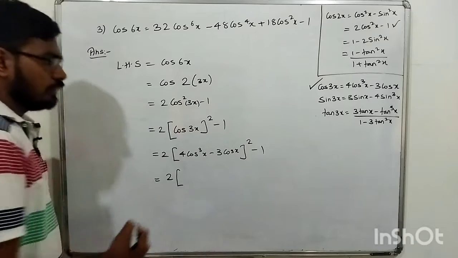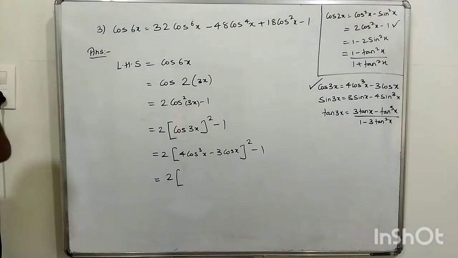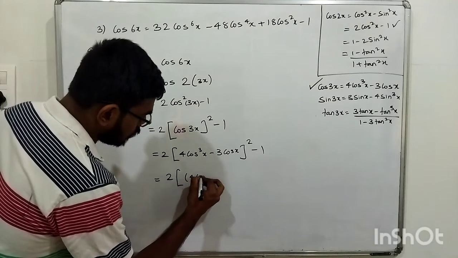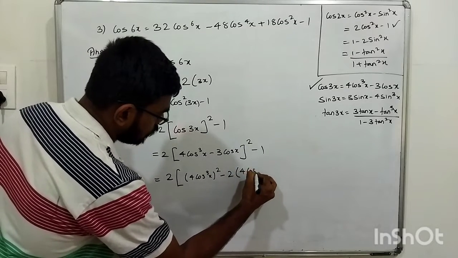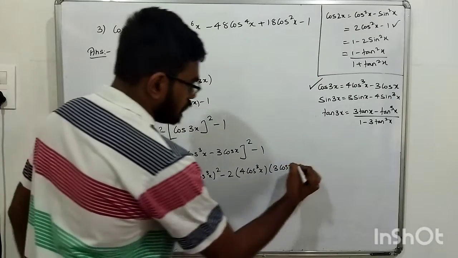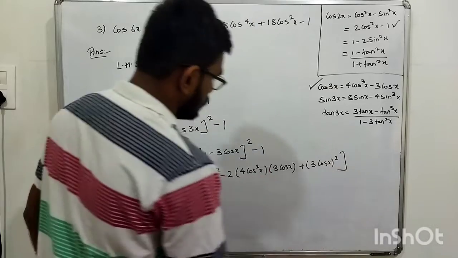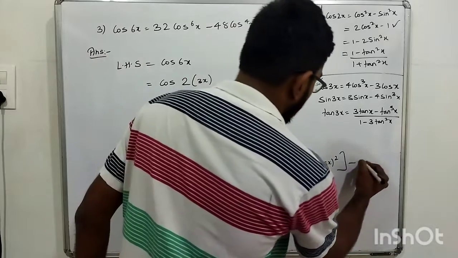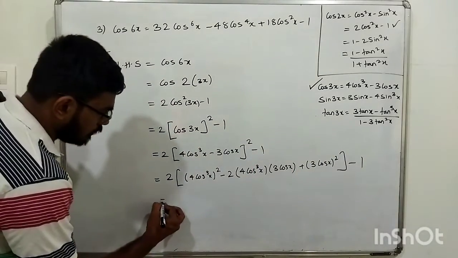2 into a square minus 2ab plus b square. That formula we can use here: a minus b the whole square. So a square, which is 4 cos cube x the whole square, minus 2ab, so 4 cos cube x into b, which is 3 cos x, plus b square, 3 cos x the whole square. So a minus b the whole square is a square minus 2ab plus b square, minus 1. Okay. Now just simplify this. Let's see what we get.